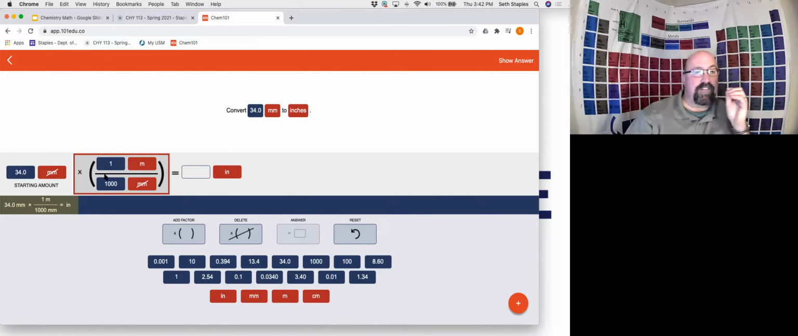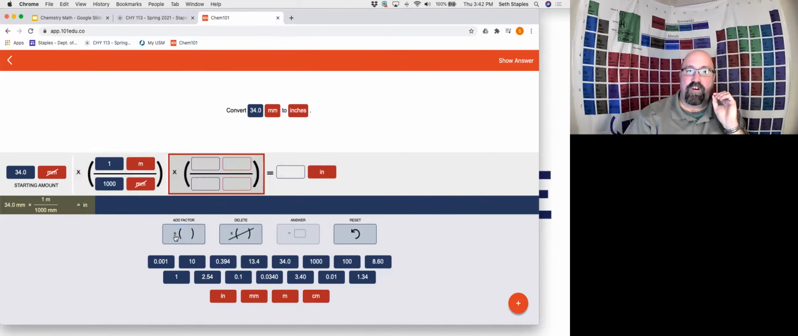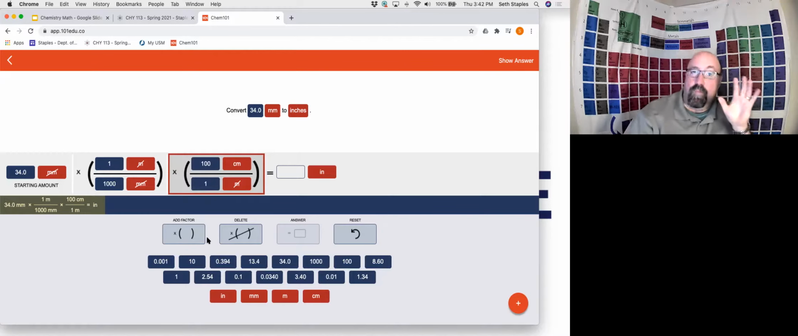And so now, if I stop the problem, I'd be at meters. That doesn't help me out. I need to add in another conversion factor. Now I want to go over to centimeters, so I'm going to drag that in. I want meters to cancel out. I know that there are 100 centimeters per 1 meter. Now we're getting somewhere. Now we're at centimeters.